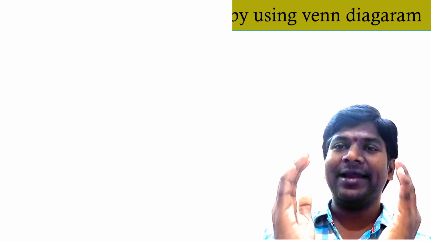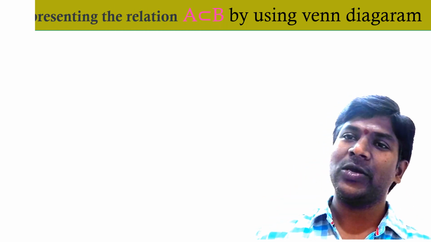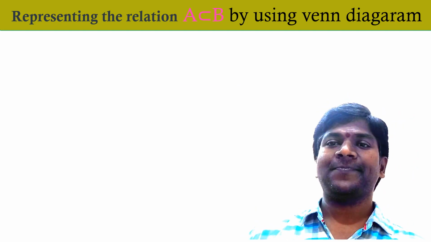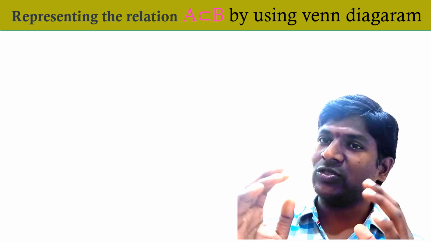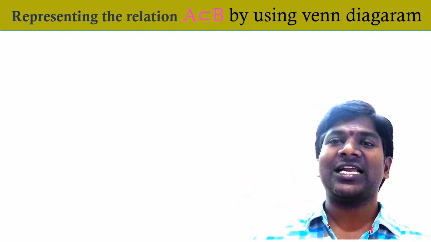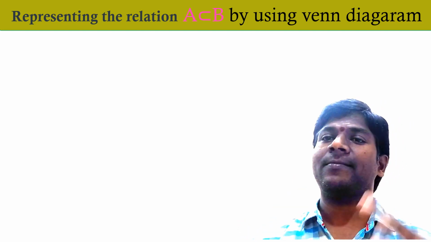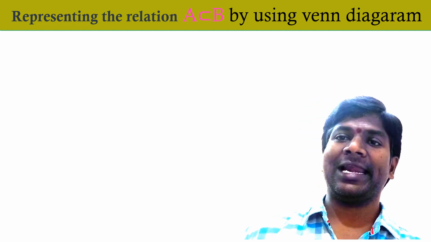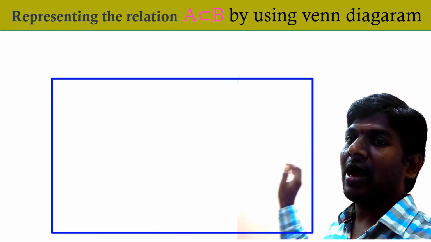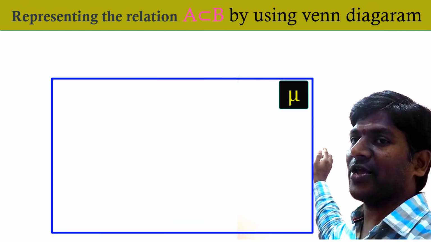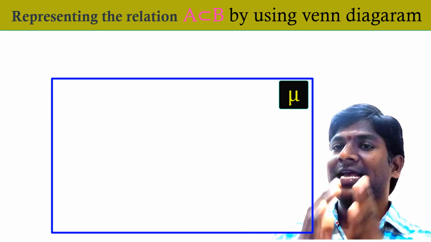Children, let us understand the concept of Venn diagrams here. Normally, without writing the elements, how do we draw A subset B by using a Venn diagram? Now we try to draw A subset B by using a Venn diagram. See children, whatever the Venn diagram we draw, first we write a rectangle, that is the universal set, because all the sets are derived from this mother set, the universal set, as we discussed earlier. Let us draw a rectangle as shown on the screen, and in the right top corner of the rectangle we use the symbol of the universal set, mu. Here we are drawing the A subset B Venn diagram.